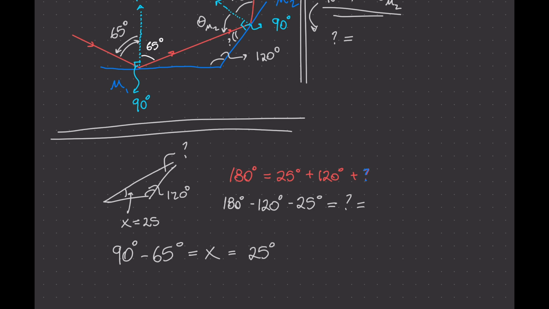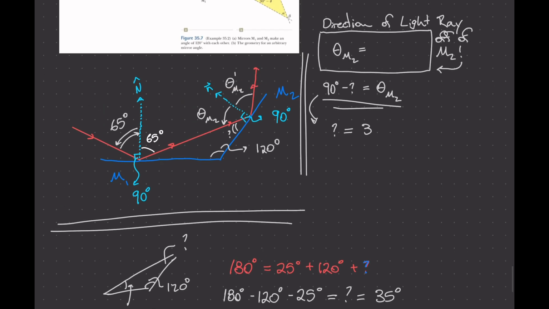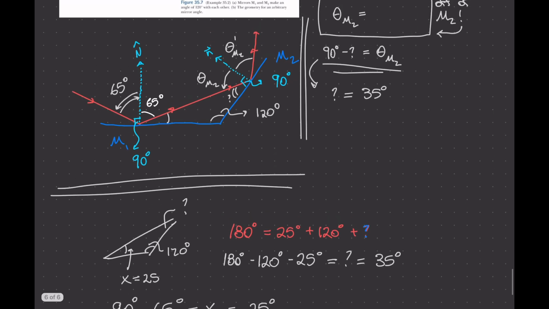So I have 180 minus 120, that gives us 60, right? 60 minus 25 gives you, 60 minus 20 is 40, minus 5 is 35. Is that true? 35 degrees, the question mark equals 35 degrees. I will just write that here. Oh wait, my bad. That one actually equaled 25 degrees.